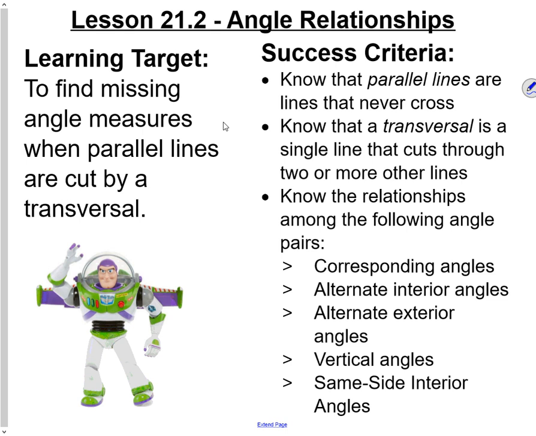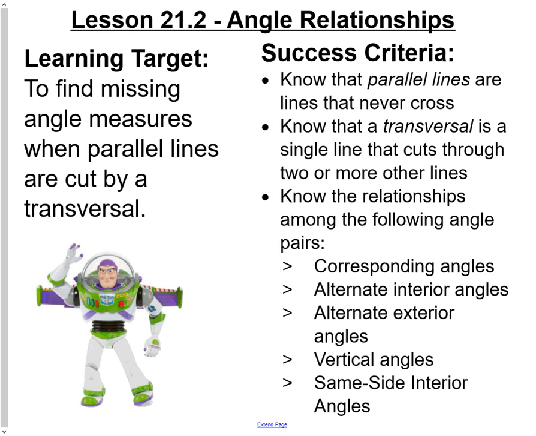Anyway, we're going to continue in lesson 21 talking about angle relationships. Last time we talked about the different types of angle relationships that are formed when you have a transversal that cuts through parallel lines. We're going to continue talking about that today. This time we're going to find lots of missing angle measures with given information, and solve some different things for angle measures as well. So our goal is to find missing angle measures when parallel lines are cut by a transversal.